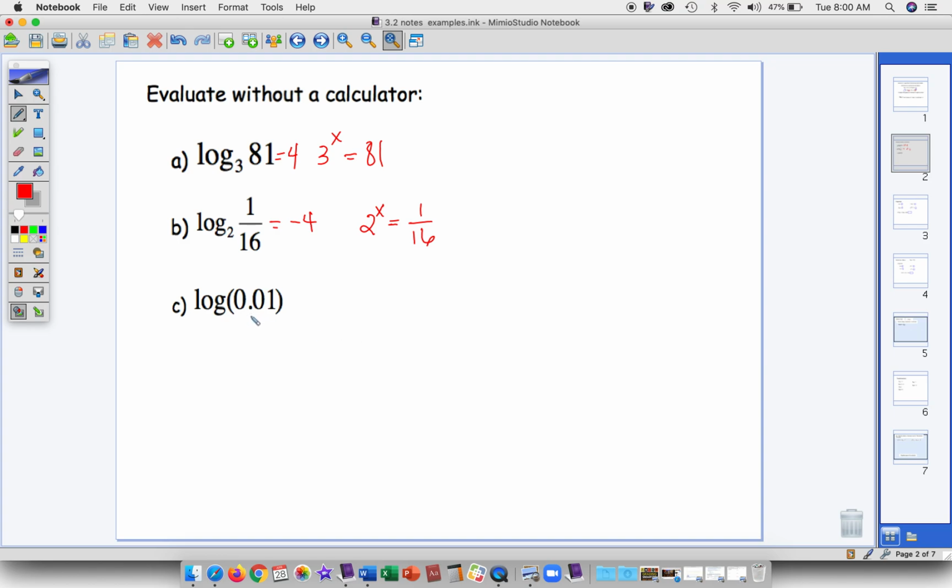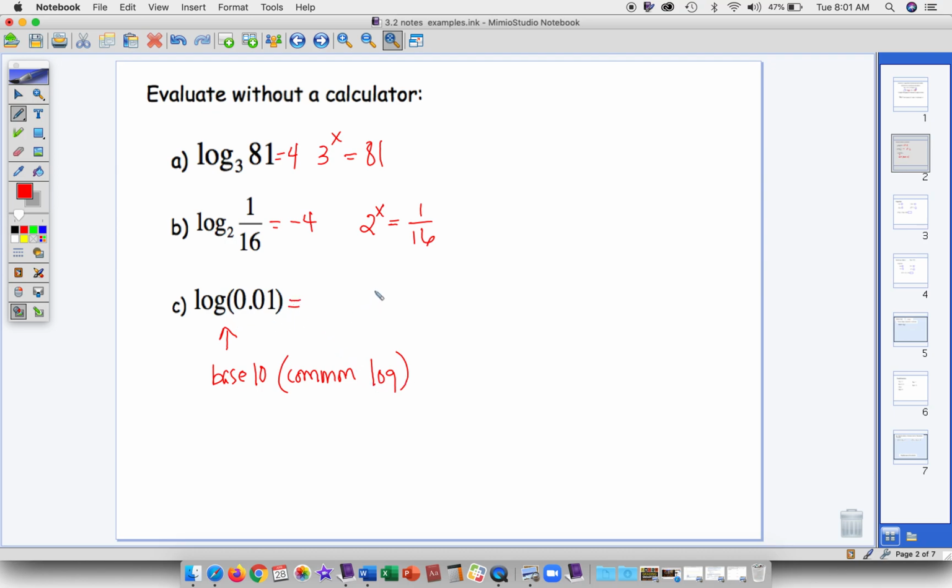For this one, I have a decimal, but this is 1/100th. And here, this is what I was talking about. When there's no base written, it's understood to be base 10. We call this the common log. So that's base 10, which is also known as the common log. And this is the one that you see on the keyboard of your calculator. There's usually a log button.